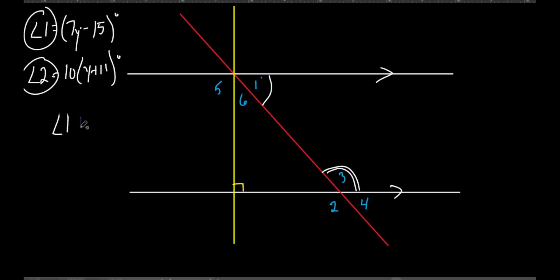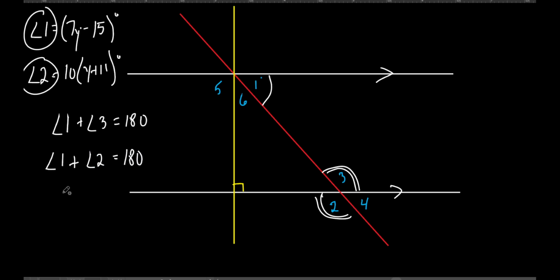So angle 1 plus angle 3 are supplementary. So they add up to 180, correct? Now, what about 2 and 3? What's true about 2 and 3? They're vertical angles. So what must be true about them? They're equal to each other. So watch. Instead of writing angle 3, what could I write? Angle 3 and 2 are equal, right? So if 3 and 2 are equal to each other, not the same angle, but equal to each other, what can we say? Angle 1 plus angle 2 is equal to 180.